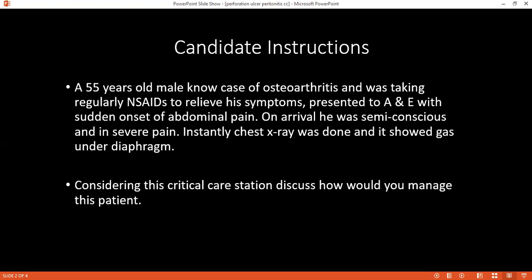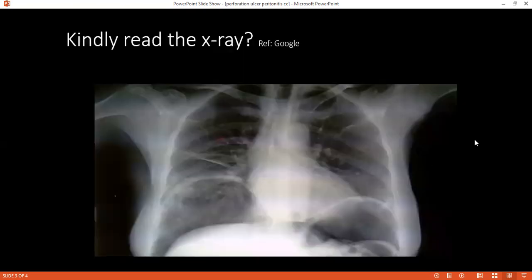Right. You instantly did the chest X-ray of this patient, and it showed gas under the diaphragm. Can you tell me what you can see and what you would decide to do? Okay, there is gas under the diaphragm on both sides. This shows the possibility of a perforated viscus. One of my first differentials will be a perforated duodenal or gastric ulcer, because of the history of NSAID use for a long time. So after he has been resuscitated, I will plan him for laparotomy.